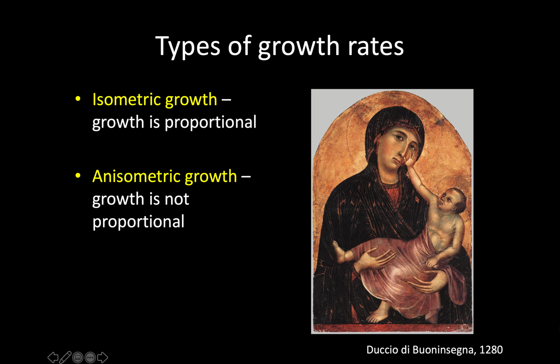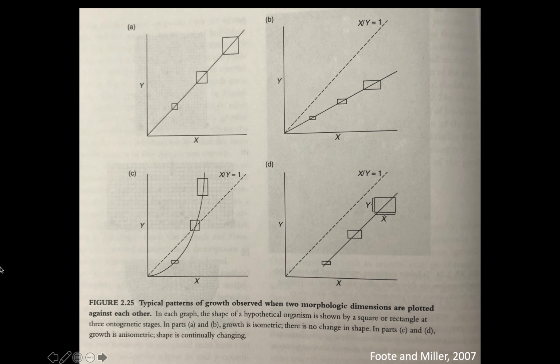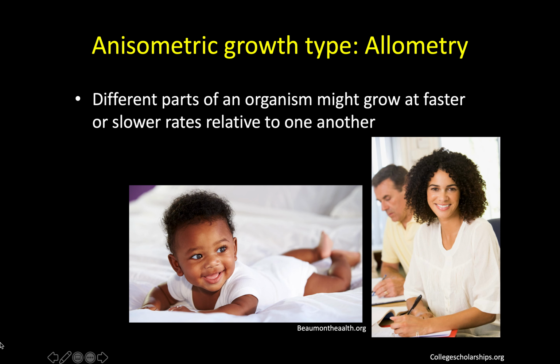So here we have an old painting. These were excellent examples of anisometric growth. This is supposed to be a baby, though it has the proportions of a fully grown human, and it is very creepy to look at for a long time. There you go. So here are some charts showing isometric growth, which we see in A and B, and anisometric growth, C and D. All right? No matter what that line looks like, it is not growing proportionally in these particular examples.